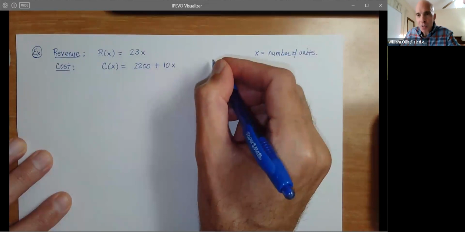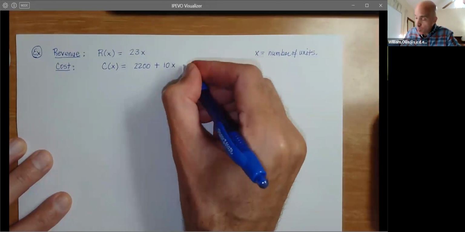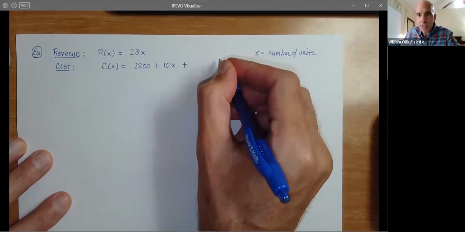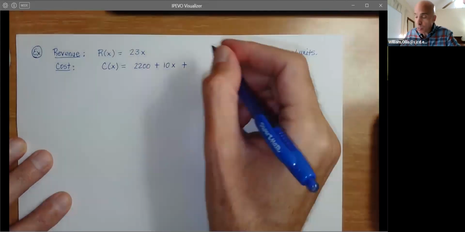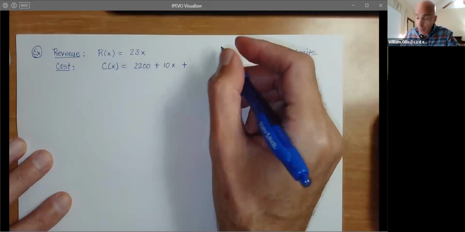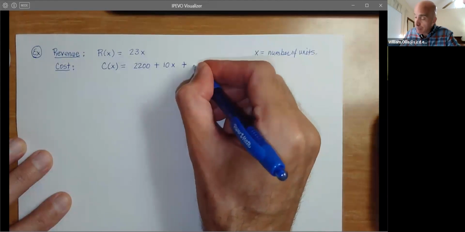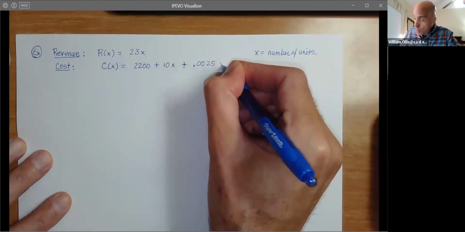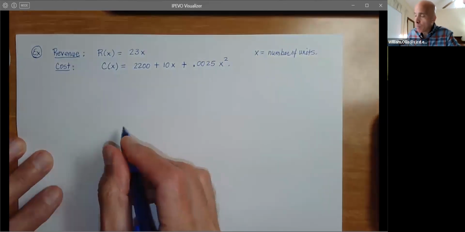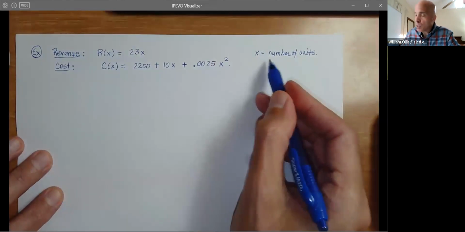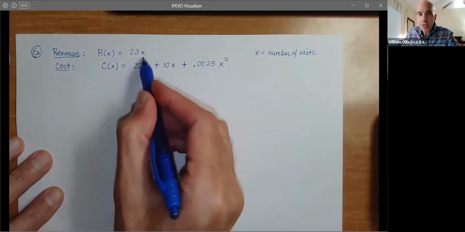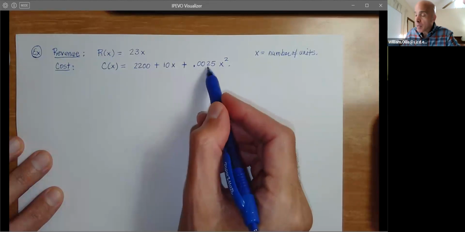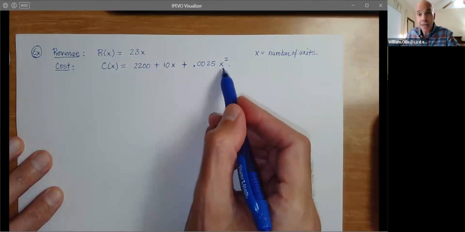And then they give you this really unfortunate decimal, which you know Professor Ron's going to convert. I mean, we can't convert, ladies and gentlemen, the non-repeating decimals. Clearly, those are irrational. So pi and e, we're stuck with those. That's why we give them symbols. We have 0.0025 x squared. So for this particular process of producing X units, the revenue is 23X. The cost is $2,200 plus 10X plus 25 over 10,000 times X squared.